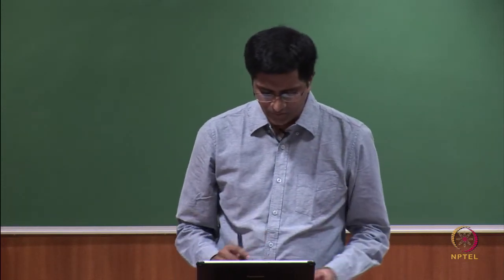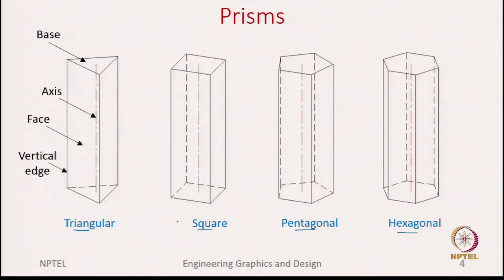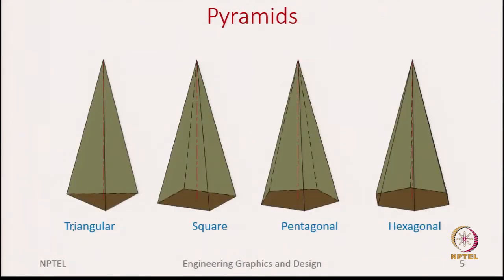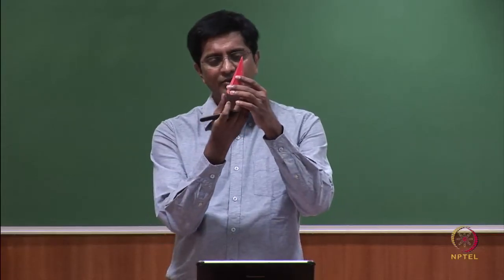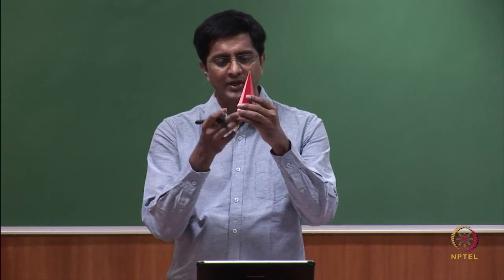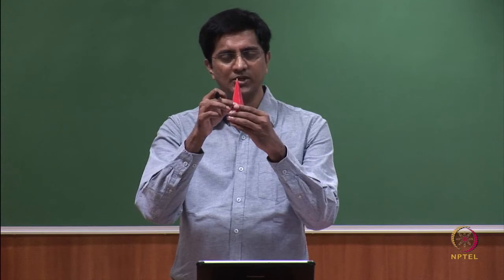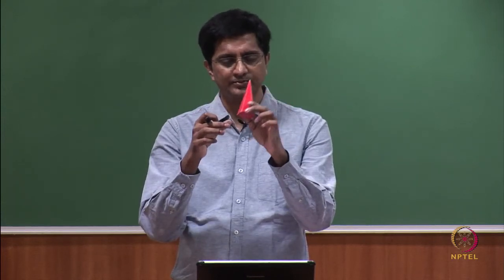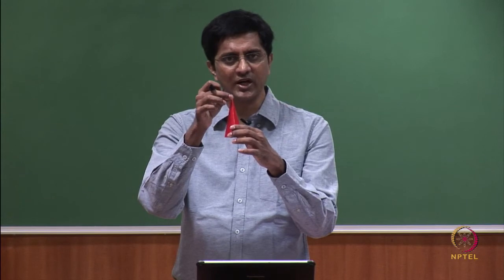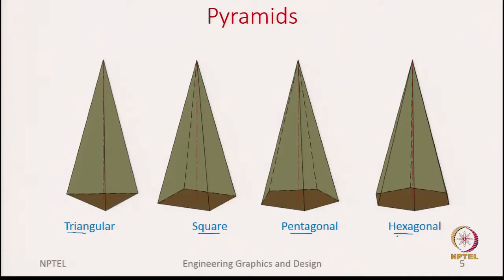Okay. Now let us look at the other category, which is pyramids. Again, they are defined by the base as in prisms. If the base is triangular, you call it a triangular pyramid, square pyramid, pentagonal pyramid, and a hexagonal pyramid. The difference between a prism and a pyramid is, in the pyramid you start with the base at the bottom, and then gradually the cross section decreases, but the shape remains the same, which is the pentagon in this example, and it ends with a sharp point, which we call the apex.